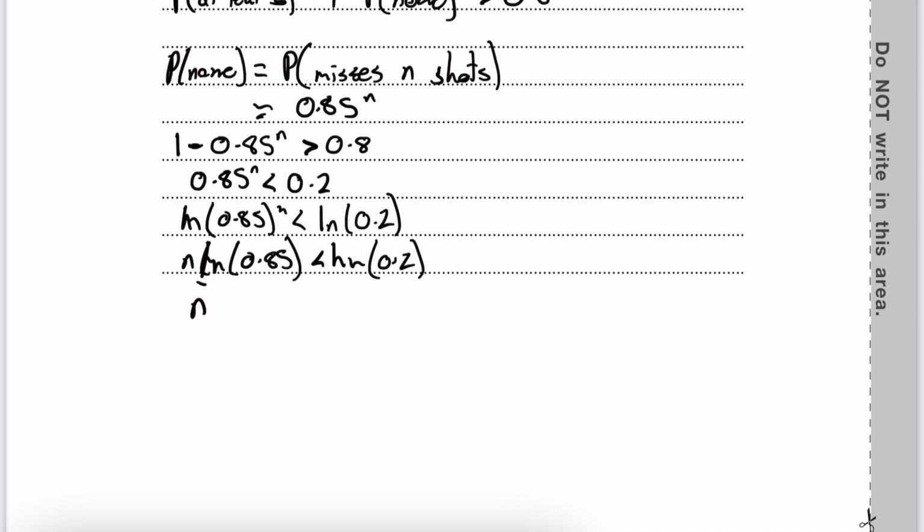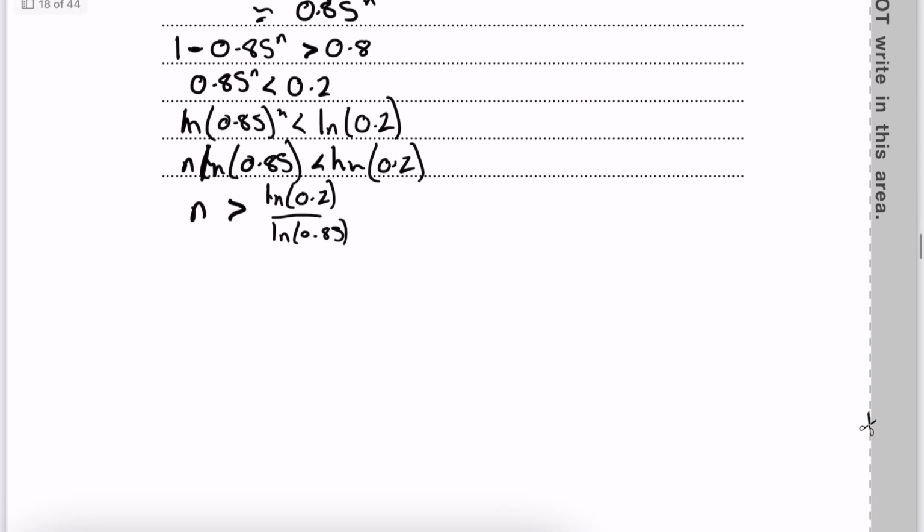What you need to note here is that ln of 0.85, because 0.85 is less than 1, is actually negative. And so when it's negative, instead of this being a less than, it becomes a greater than, because when we divide or multiply by a negative over a greater than or less than sign, we flip the direction of the sign. And what we get is n is greater than ln 0.2 over ln 0.85. If we plug that into the calculator, it's equal to 9.9, which then means we need 10 attempts.